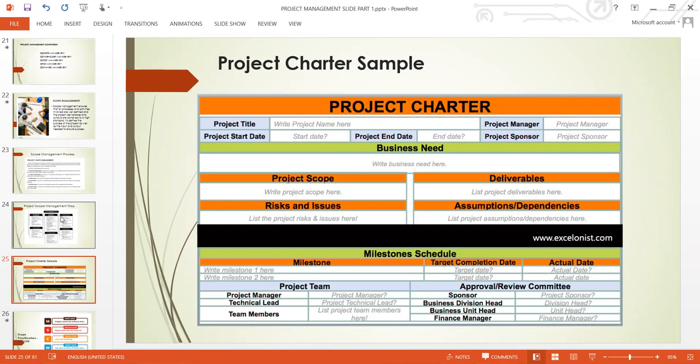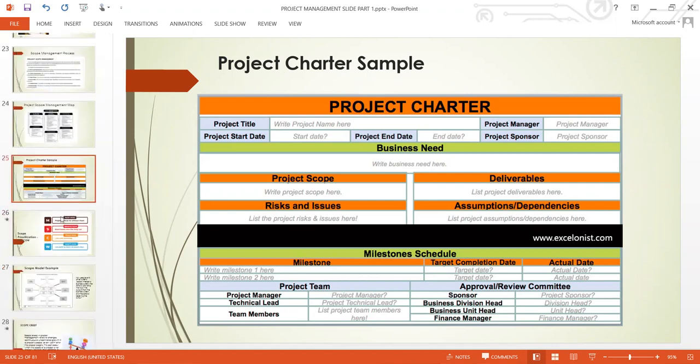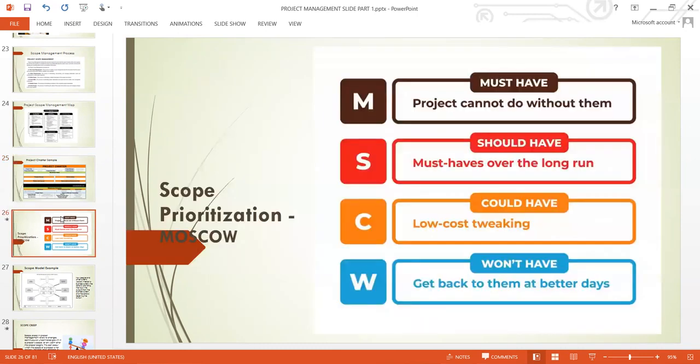Another thing we need to look into is prioritization, because you need to prioritize your scope. Like I said about deliverables, when you list deliverables, which one are you going to start with, and which one are you not going to start? There is a way to do it so that you won't struggle, and that is scope prioritization using a MoSCoW analysis.